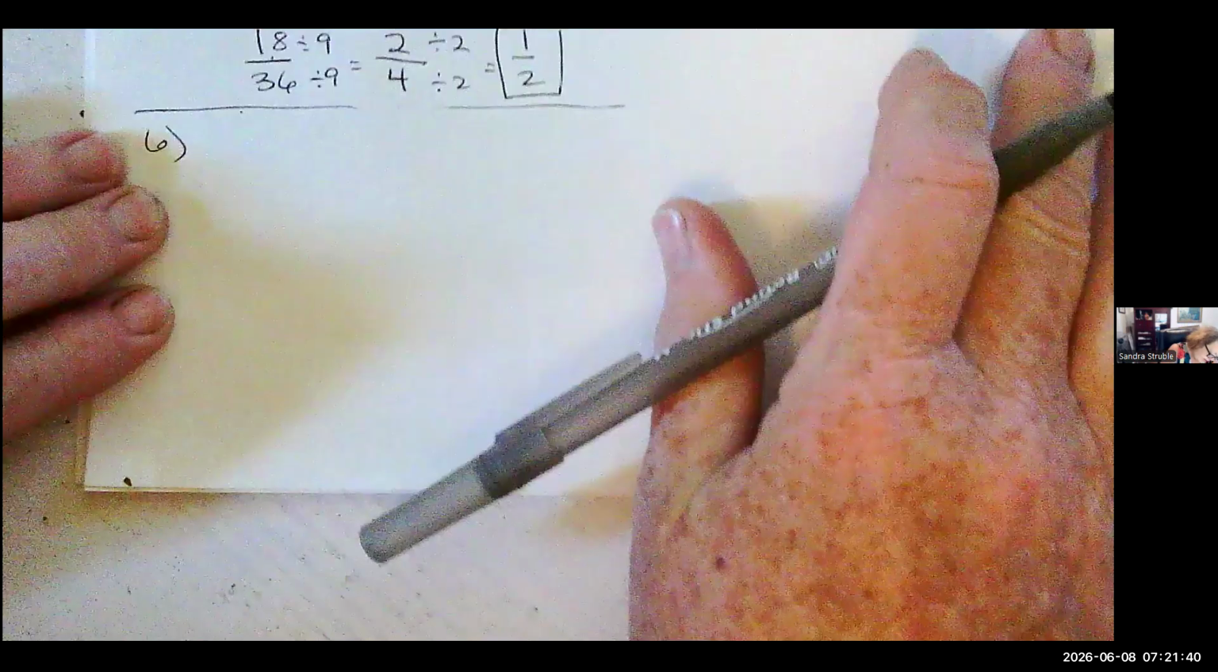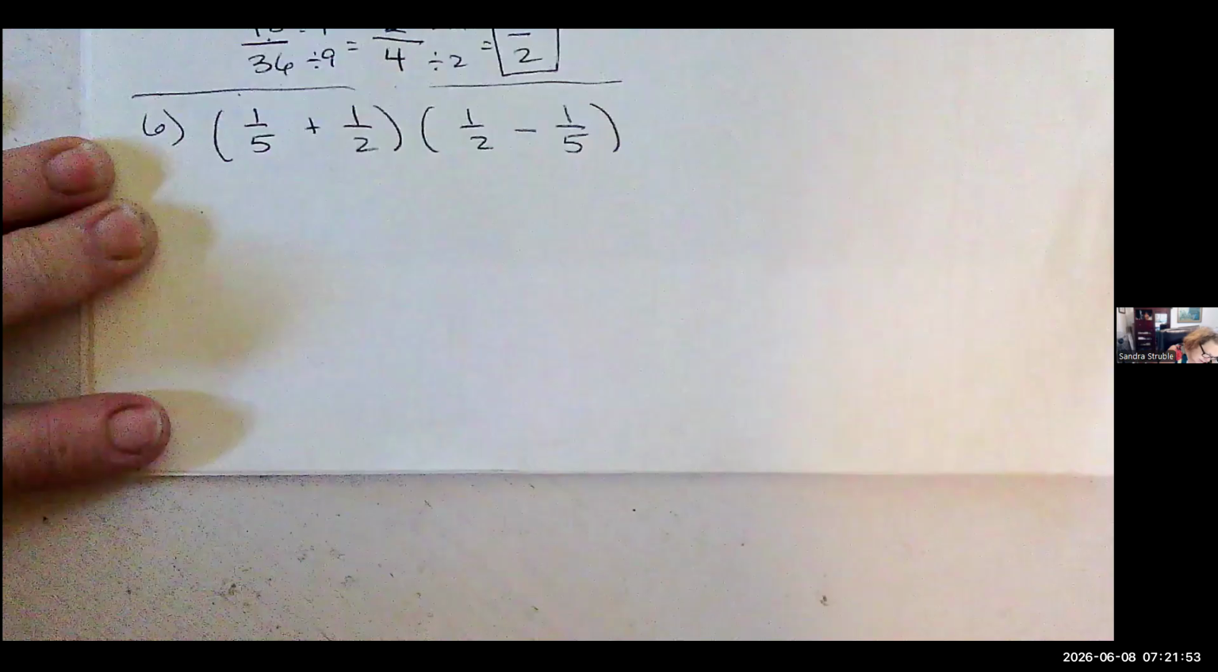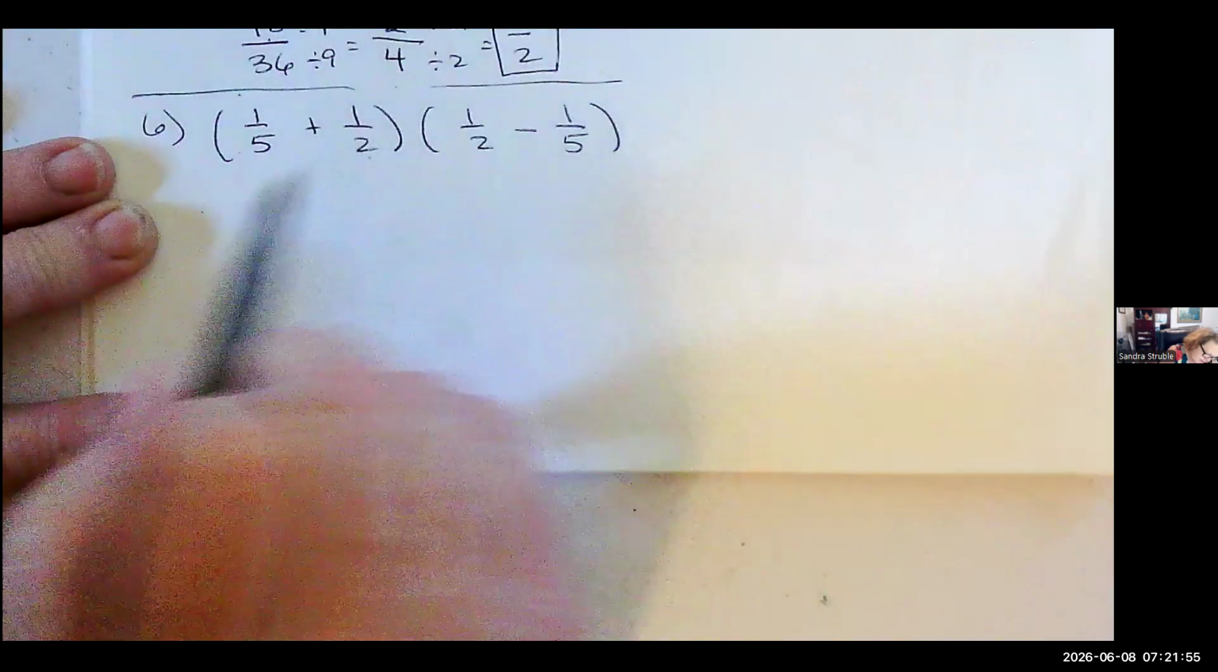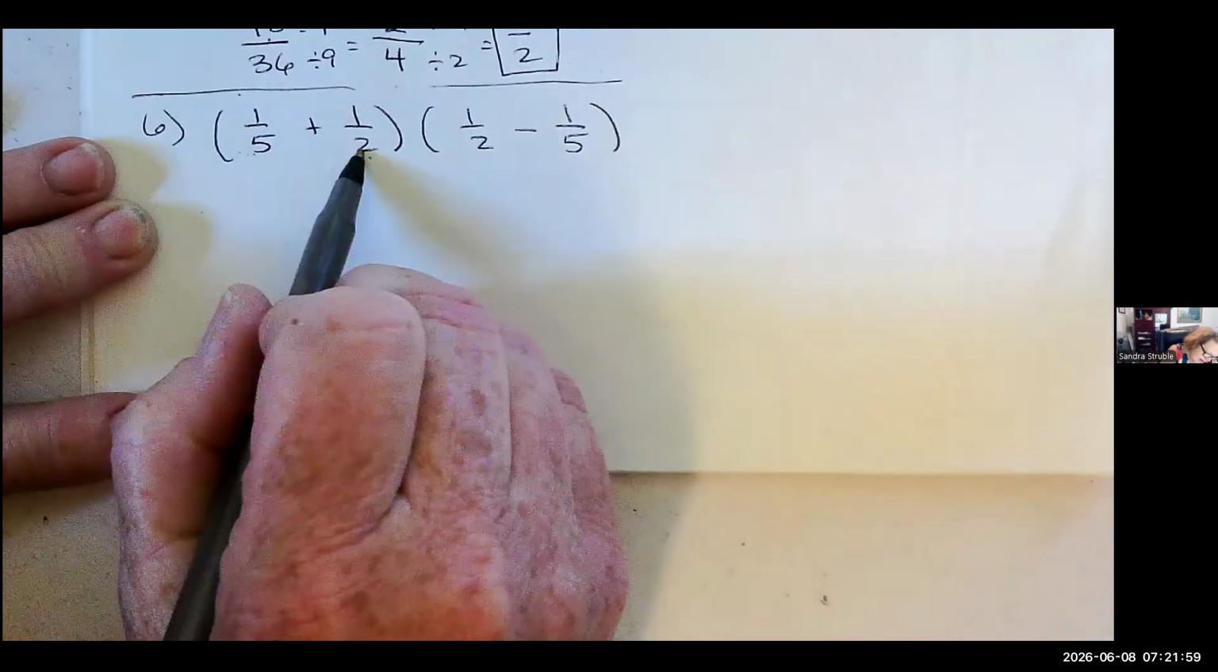Got 1/5 plus 1/2 times 1/2 minus 1/5. Okay. Well, we need to do what's inside the parentheses first. And the common denominator between 5 and 2 is 10. So what does it take for 5 to become 10?